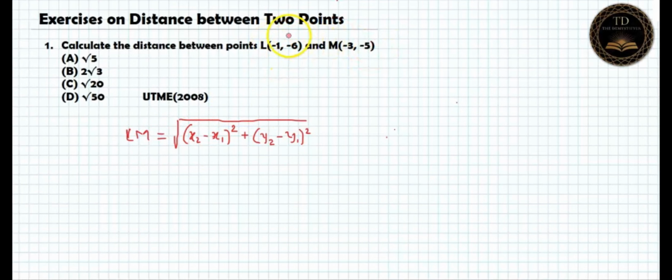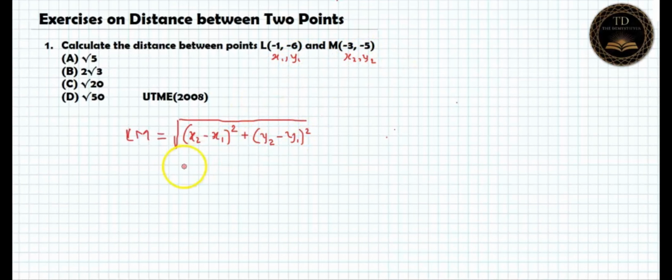This should be your first point, point 1, and this should be your point 2. Okay, now do well to always label your point 1 x1, y1, and then your point 2, x2, y2. Okay, now this would help you not to mix up the values because sometimes it can be confusing.